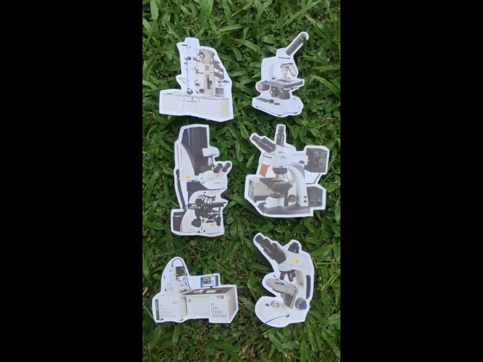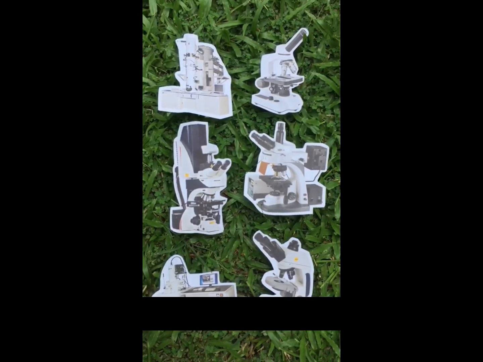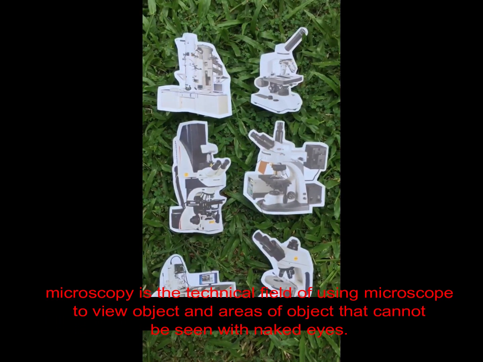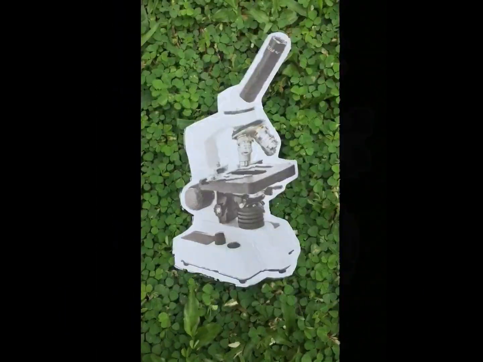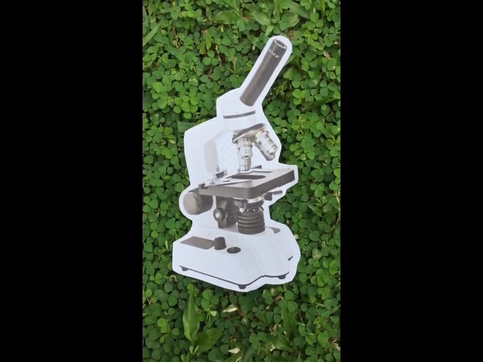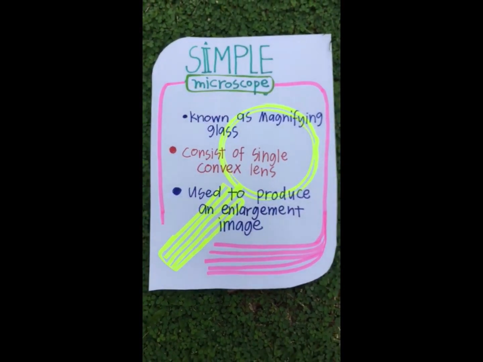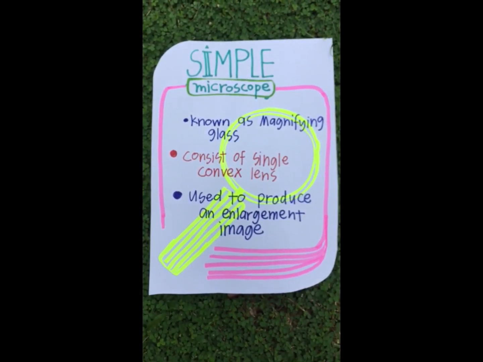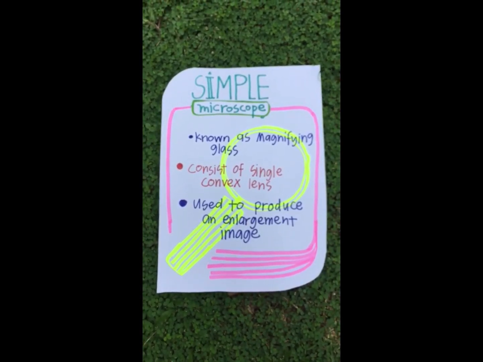Okay, let's begin with the introduction of microscopy. Microscopy is the technical field of using a microscope to view objects and areas of objects that cannot be seen with the naked eye. There are a few types of microscope. First, let me explain about the simple microscope. Simple microscope, also known as a magnifying glass, consists of a single convex lens. It is used to produce an enlarged image of the sample.